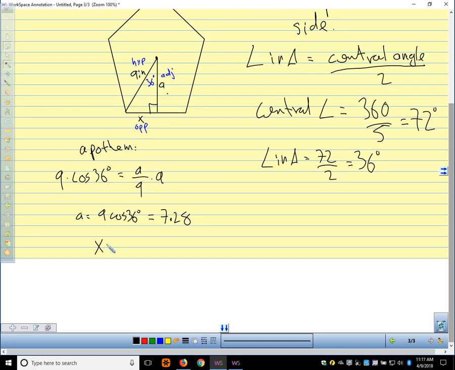For x, I'm looking at the opposite and the hypotenuse. What trig ratio tells me about the opposite and the hypotenuse? Sine. So I'm going to say that the sine of 36 degrees is x over 9. Same thing we did before, multiply both sides by 9. And x equals 9 sine 36. I plug that in my calculator and I get 5.29.